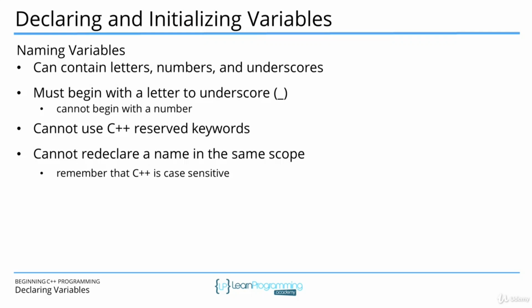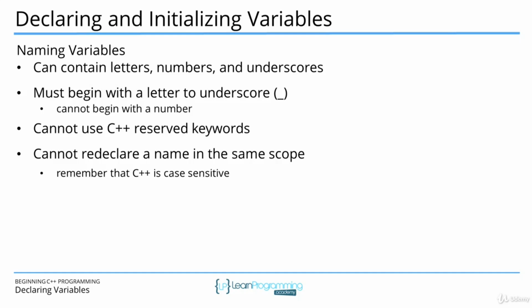The rules for naming C++ variables are very, very simple. C++ variable names can contain letters, numbers, and underscores. However, the first letter of the name cannot be a number. It can be an underscore or a letter. As discussed previously, C++ keywords are also reserved words, so you can't use those names. You can't use int, you can't use double as your own names. Also, you cannot declare a variable name that's already been declared in the same scope. So if you declared x to be an integer, you can't do that again. Remember, C++ is case sensitive, so the name age in uppercase is considered different from the name age in lowercase.